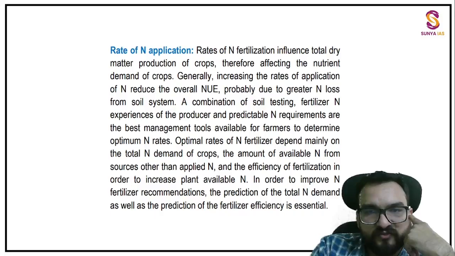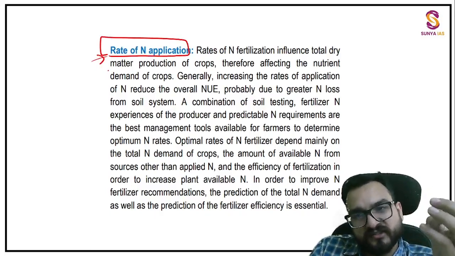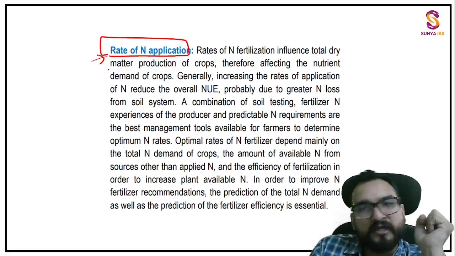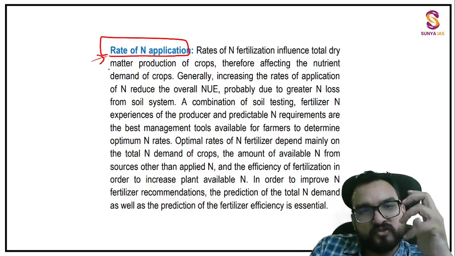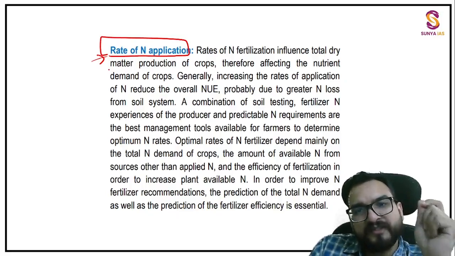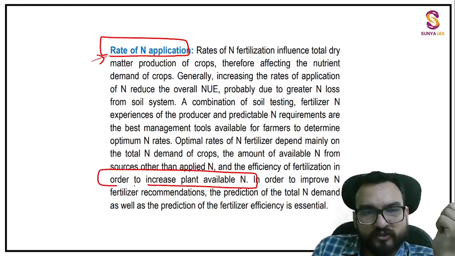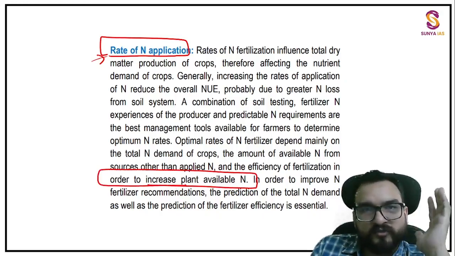Nitrogen fertilizers you will find. Rate of nitrogen application, how much you have to apply. Optimal rates of nitrogen fertilizers should be applied over here, and it depends upon the total nitrogen demand of the crops. So the amount of available nitrogen from these sources other than applied nitrogen, the efficiency of fertilization, in order to increase plant available nitrogen, you will be finding over here. Not very important, you just read this out.